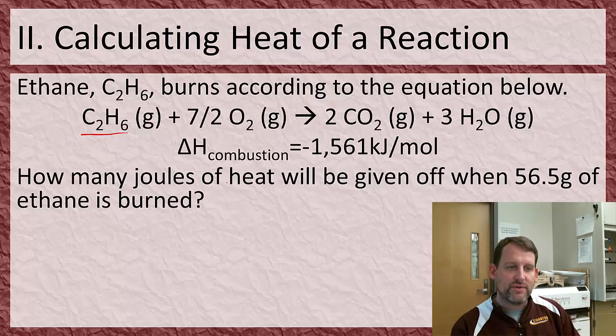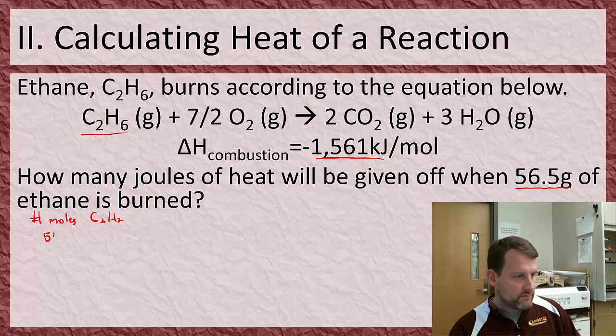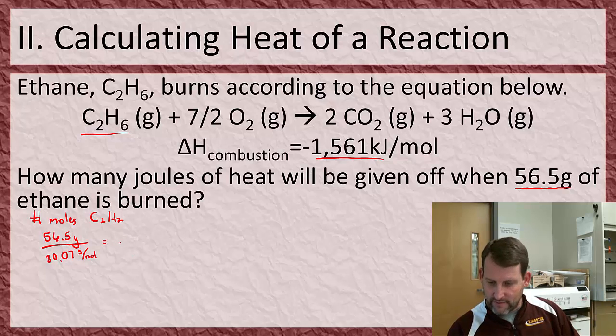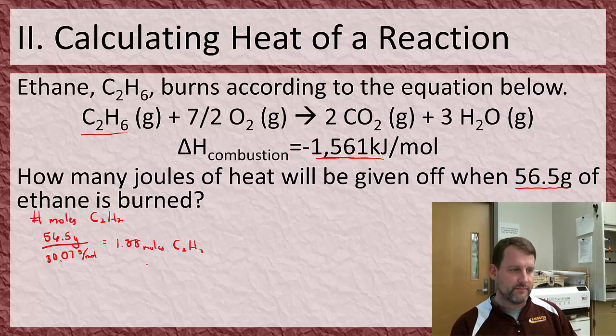So the question now is, how many joules of heat will be given off when 56.5 grams of ethane is burned? So we know that we get this many kilojoules per mole. The only question now is, how many moles is 56.5 grams? So to figure that out, we come down here and we say, okay, this is number of moles of C2H6. And to do that, we just take the mass of 56.5 grams, divide it by the molar mass of 30.07 grams per mole. And we end up with 1.88 moles of ethane.